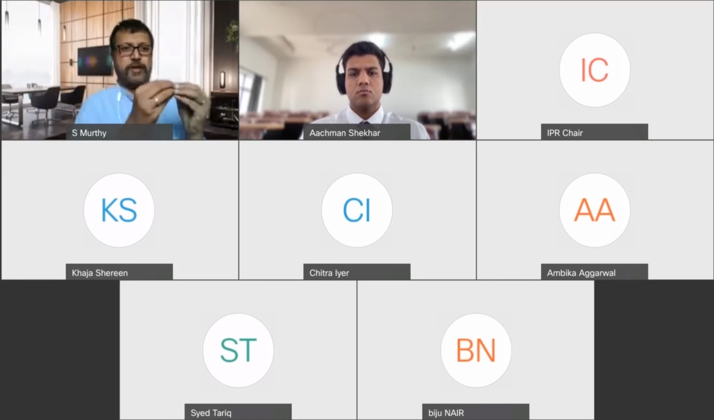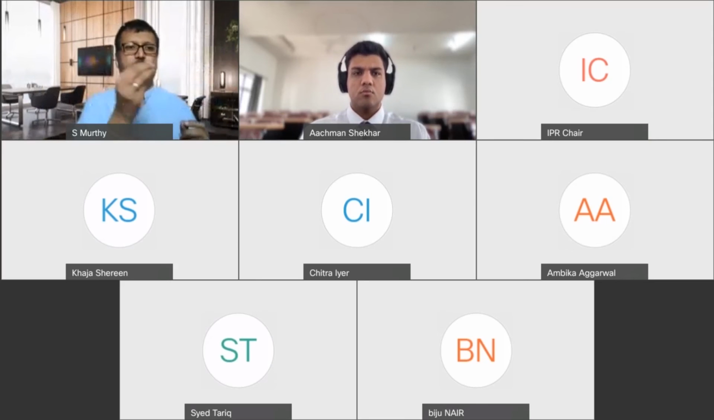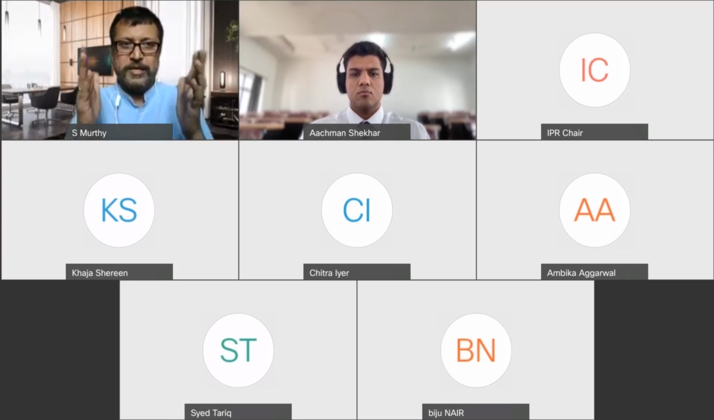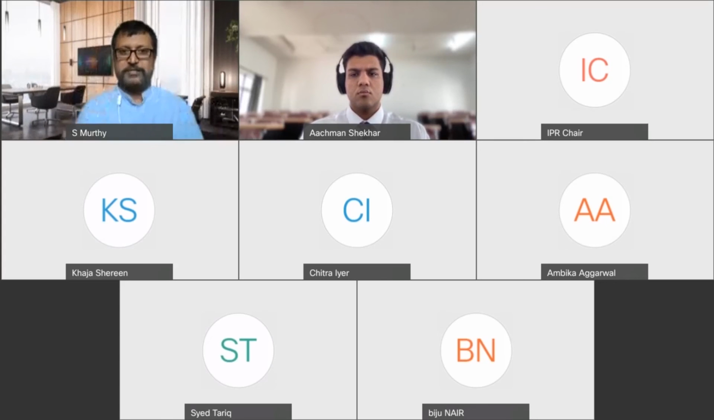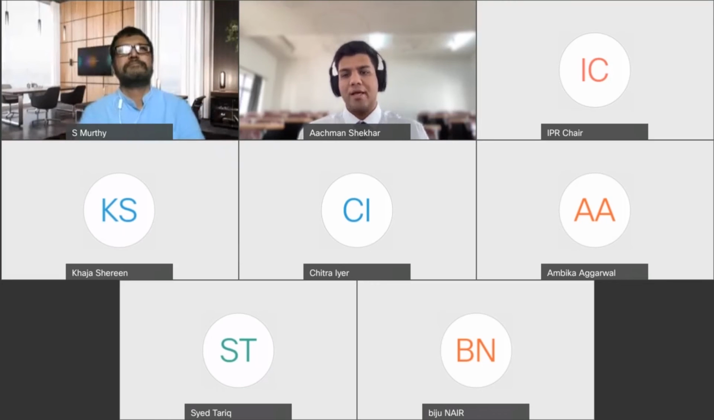So if a portion of that standard essential patent pool, if 1 or 2 or 3 or 10 patents become part of the litigation, then it is the responsibility of the parties to establish the validity and essentiality of the patent. Okay. So then the burden of proof is essentially shifted on the patent holder in that case. Is that correct, sir? Yes. Got it. Thank you so much, sir.